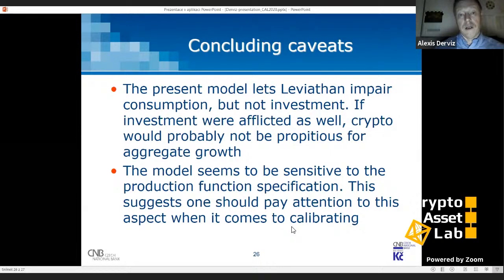And the production side is also important from another perspective. It seems to be sensitive to the specification of the production function. At the moment, I have the most standard Cobb-Douglas neoclassical production, but if one plays with it, then quantitatively certain things start to change. So this is another area in which further attention is necessary.